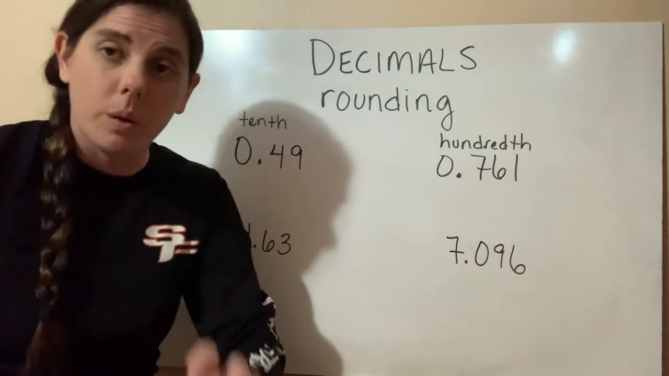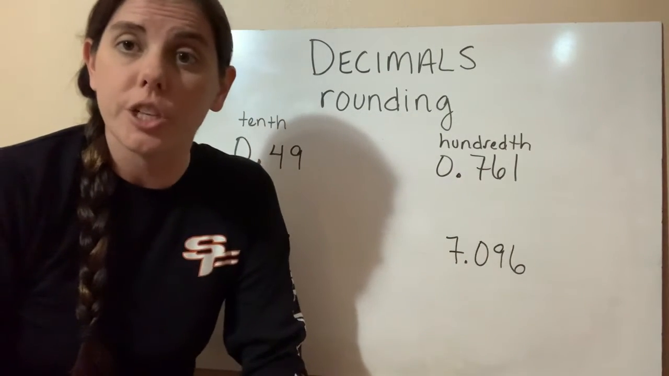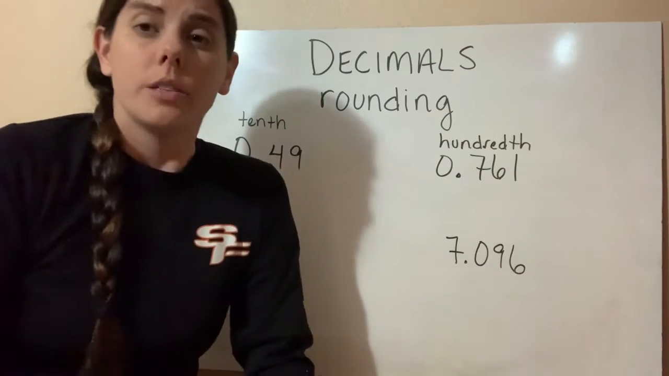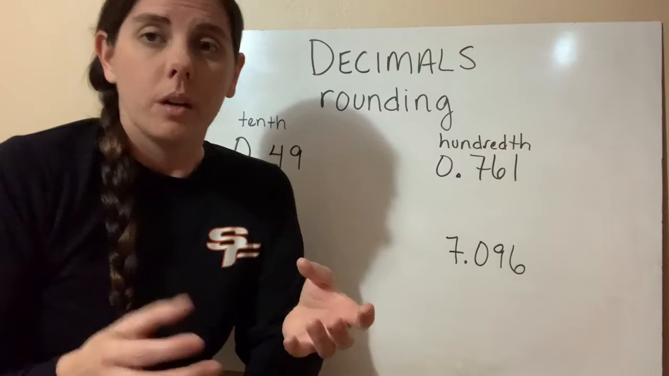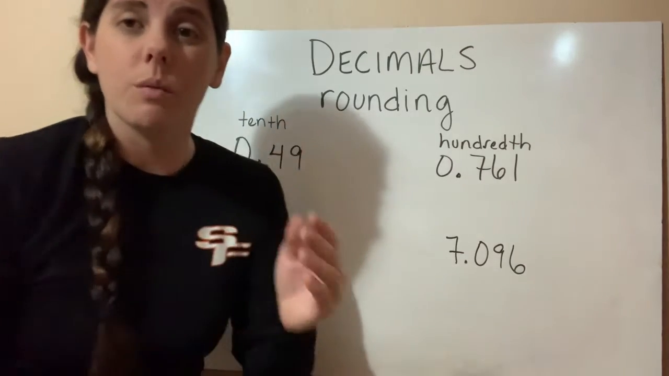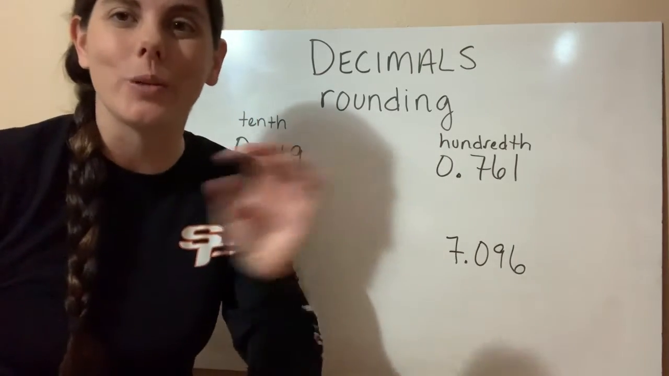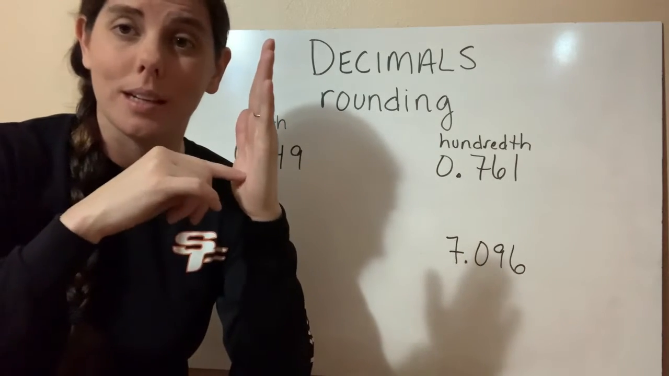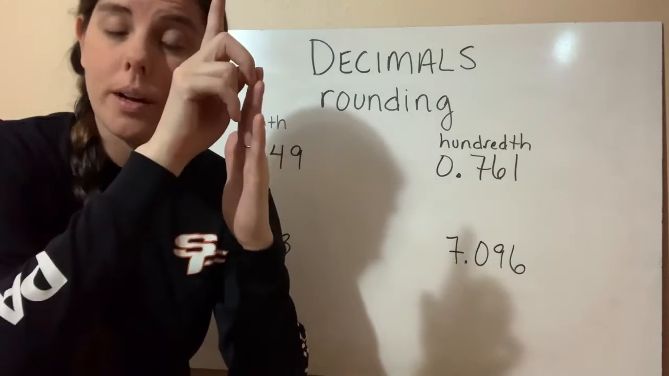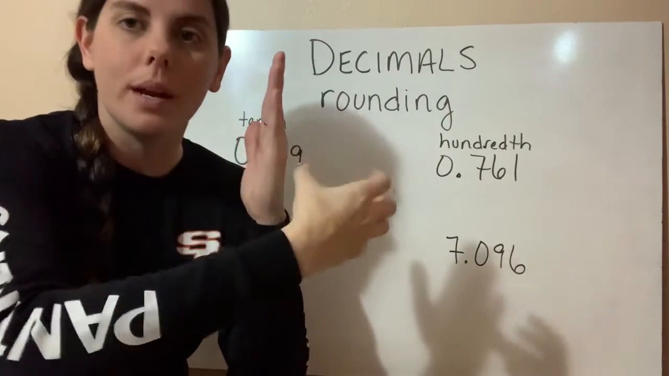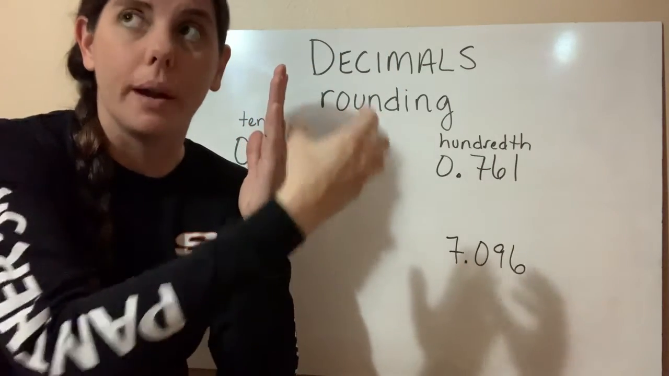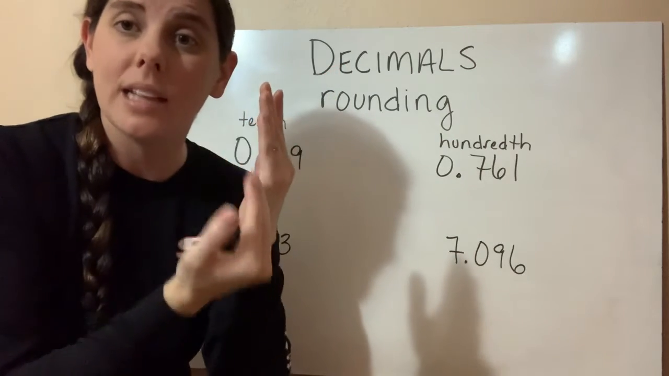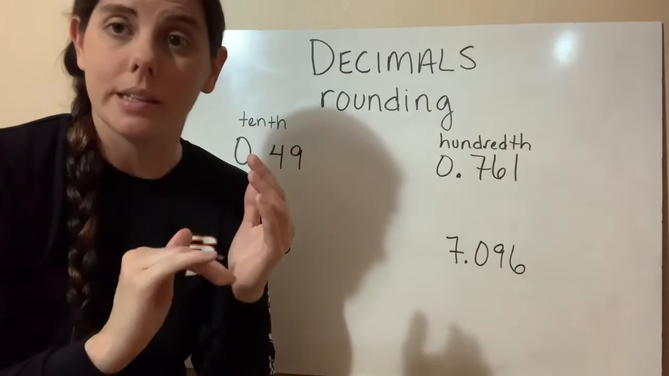The last concept that we want to talk about in section 1 of chapter 5 is rounding decimals. When we round whole numbers, it says round to the nearest tens, or round to the nearest hundreds. We look at that place because that's the place that's going to either stay the same or go up one. But the number that's right next to it, to the right of it, is the number that determines whether that tens or that hundreds is going to go up or stay the same.